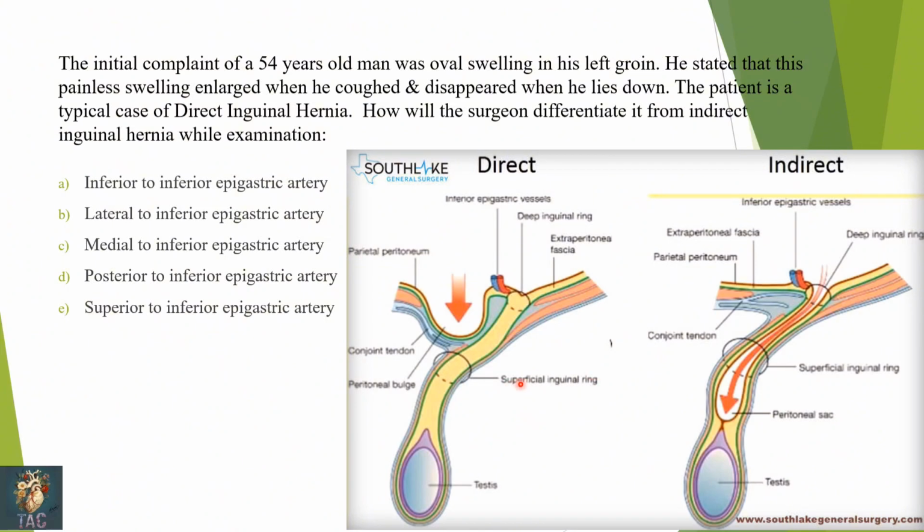So look at this diagram. This one is the direct inguinal hernia and this one is the indirect inguinal hernia. In a direct inguinal hernia, the hernia is present medial to the inferior epigastric artery, while an indirect inguinal hernia is present lateral to the inferior epigastric artery. So C is the correct option over here.